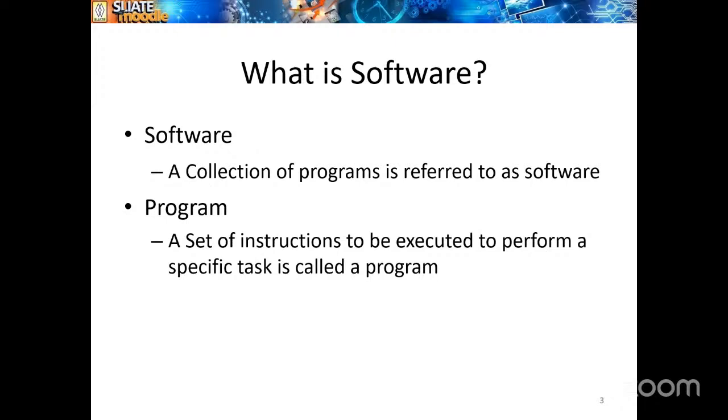Okay. So a set of programs is compiled into one application. It's called a software. Okay. So a set of instructions to be executed to perform a specific task is called a program. A collection of programs refers to a software. While we are creating one software, we need to write code for that particular software.